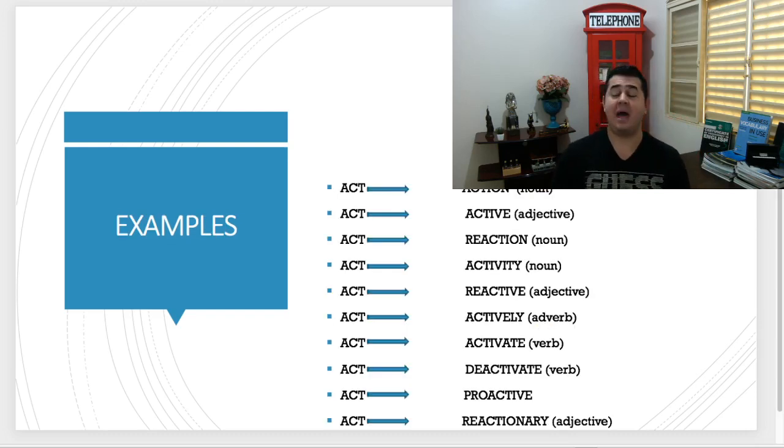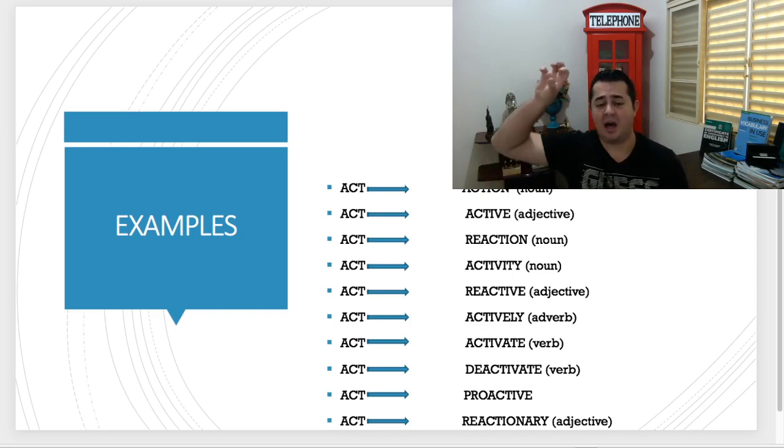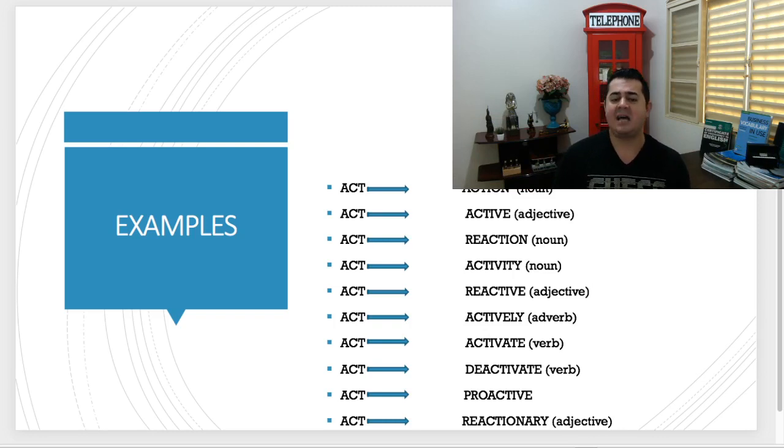Some examples. Let's imagine our stem word is the word act. Act could be both a verb and a noun. For example, to act and an act in a theater, alright? I can convert act into action, into a noun. In this case, I added a suffix. Act can be converted into active. Again, suffix. Act, reaction. In this case, I'm adding both suffix and prefix. Act, activity, suffix. Act, reactive.